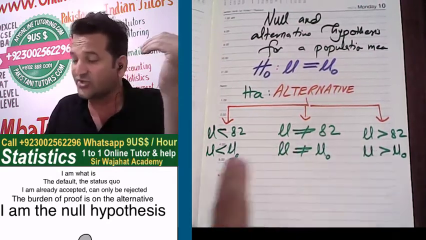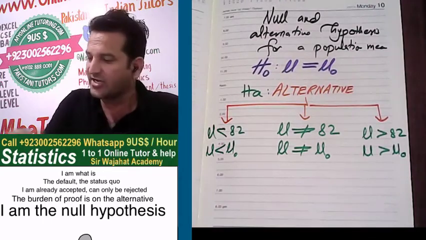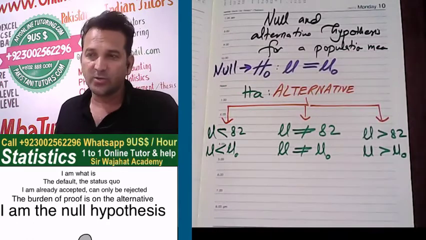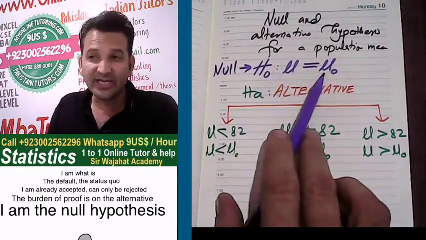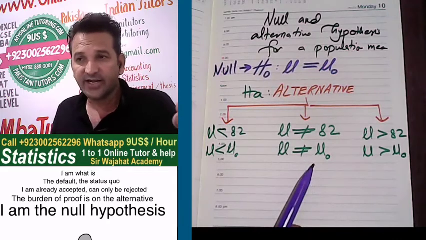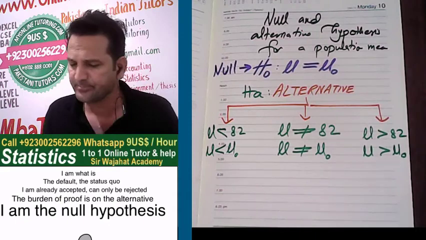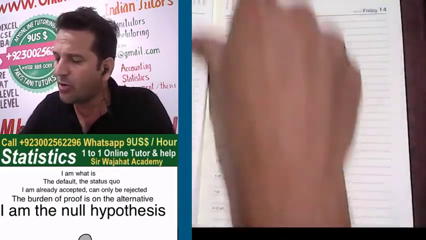But in all the three conditions, our null hypothesis H naught will be equal to. The alternative is not equal to, greater than, or less than. That's all. Now I want to tell you one of the most important points.